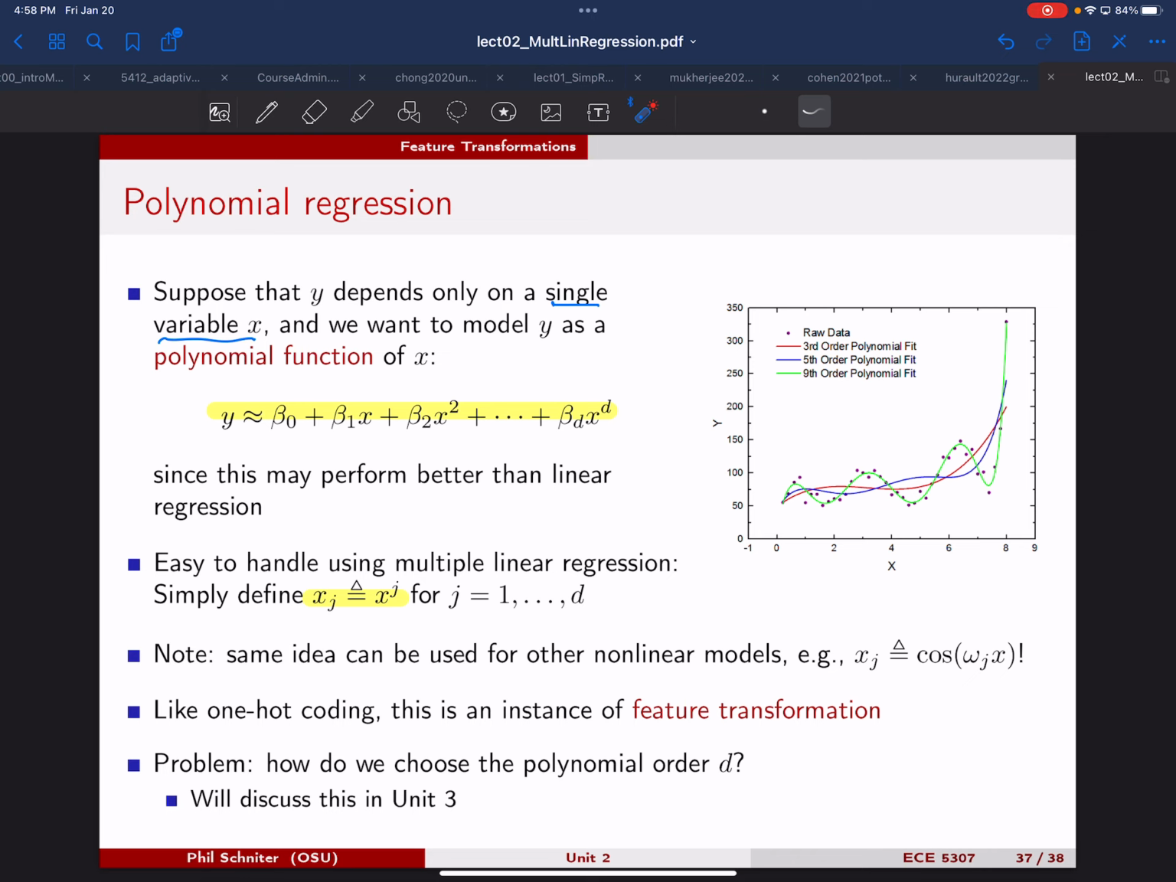We'll see that there's actually a problem with that in the next unit, but for now, sounds like a great idea. And it's not just with polynomial powers. You could create other features nonlinearly, like in this case, cosine(omega_j x), where the omega_j's are different. These are different frequencies you could use. So there's all sorts of ways you could take features and apply some nonlinear function to them to get a new feature and then do linear regression with that.